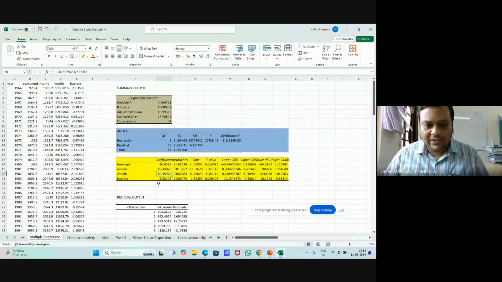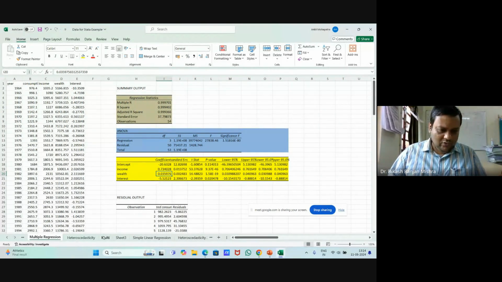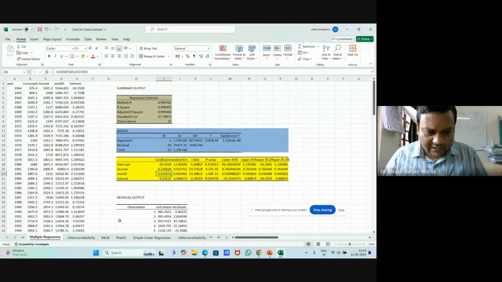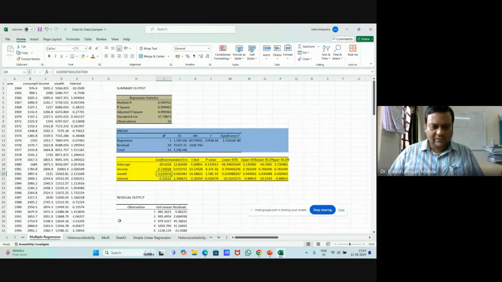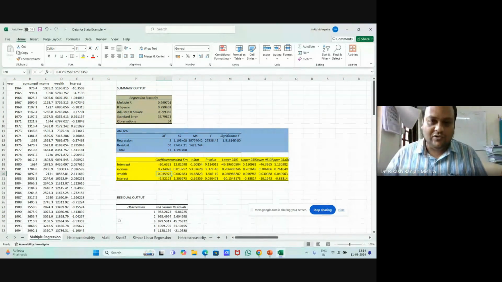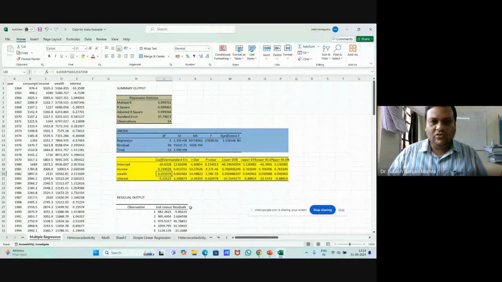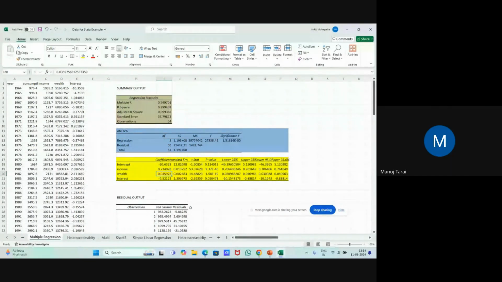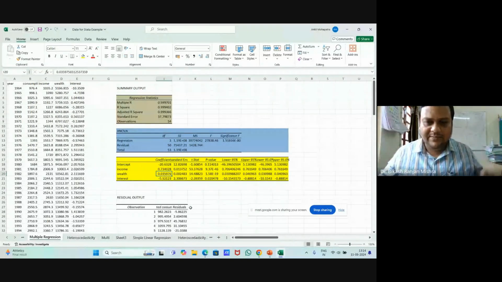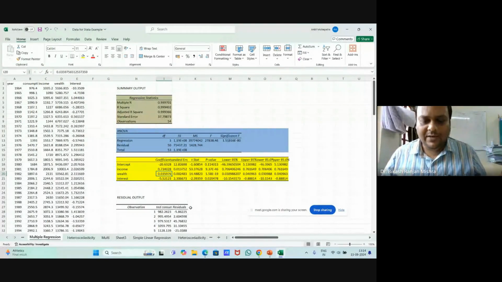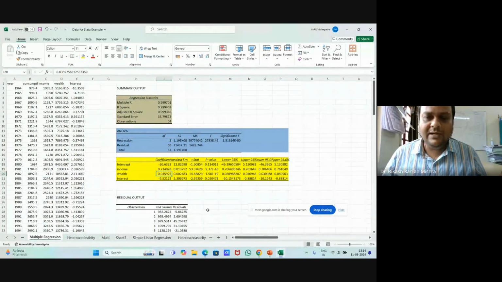If there is any doubt, then we can go to another multiple regression, or if not, then we'll go to the diagnosis part, because diagnosis plays a very important role. So I think we should go to the diagnosis part now, because otherwise it will be an injustice. This part is okay, fine, but the diagnosis part needs a little more time. We need to spend our quality time on the diagnosis part.